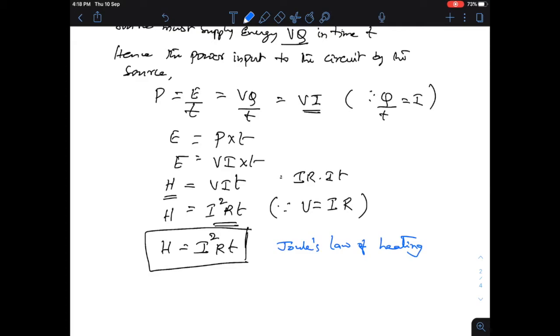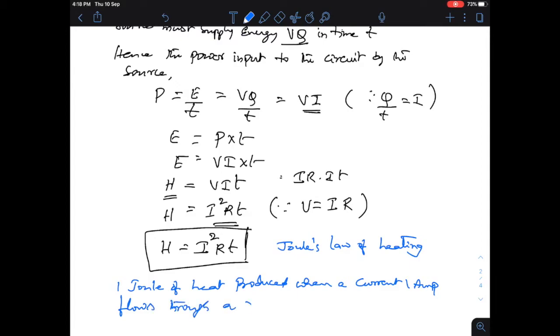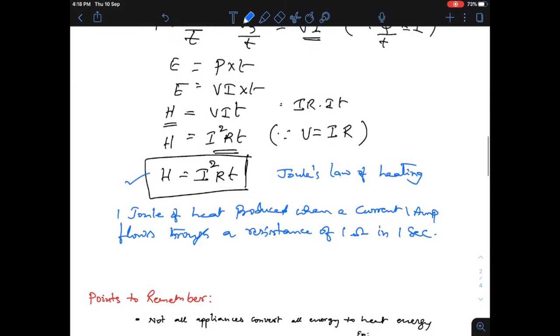Here you can see 1 joule of heat is produced when a current of 1 ampere flows through a resistance of 1 ohm in 1 second. So this is an important expression which we will use in numericals.